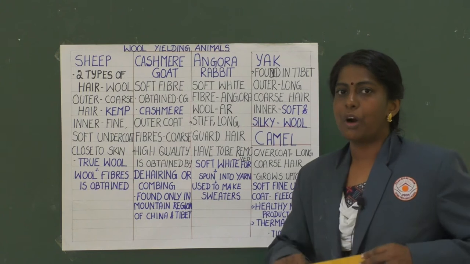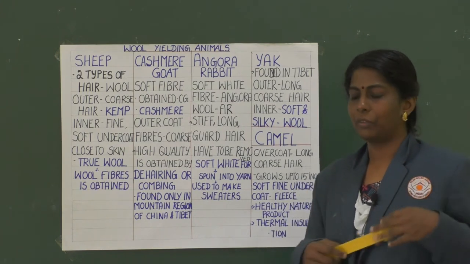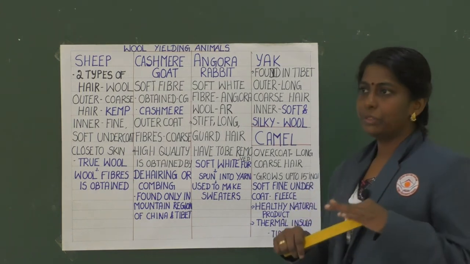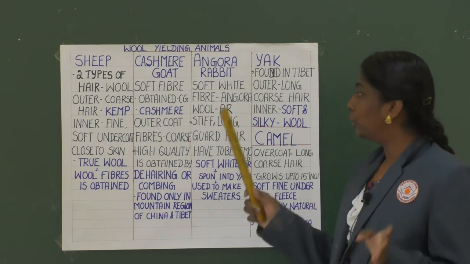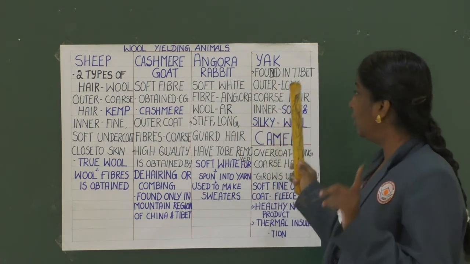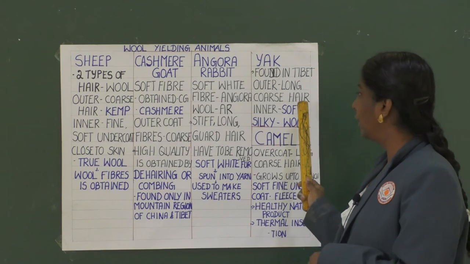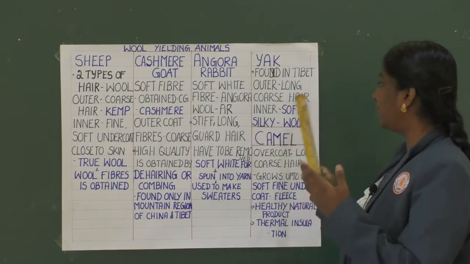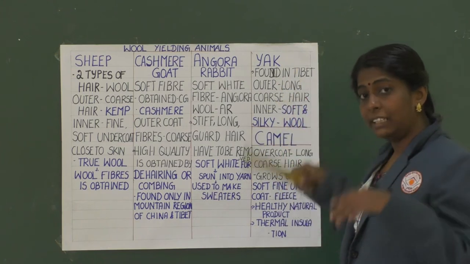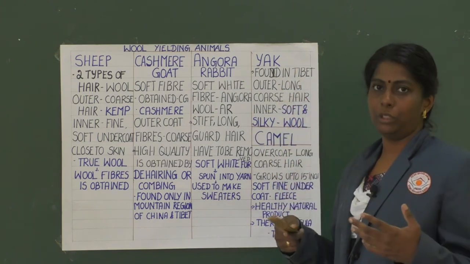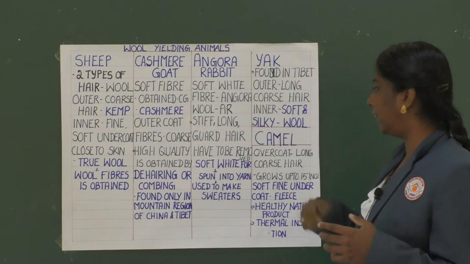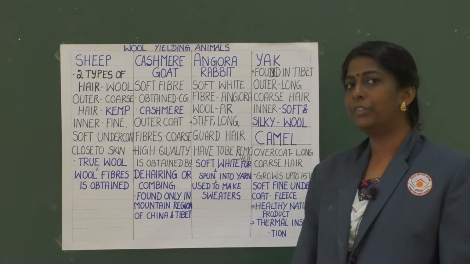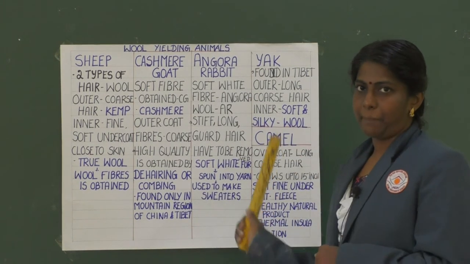They are found in Tibet. They have two different types of hair. The outer one will be long, coarse hair, and the inner one will be soft and silky. From the inner hair we obtain the wool. Wool is obtained from the inner hair. Clear? Now about the fifth animal, that is the camel.